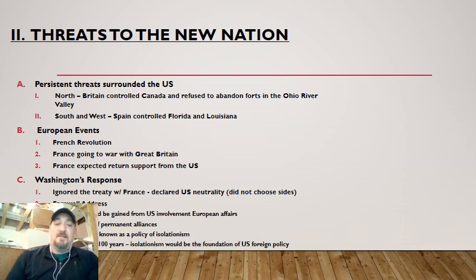Within his farewell address, Washington stated that nothing could be gained from U.S. involvement in European affairs. He really stressed steering clear of permanent alliances. This is going to become known as the U.S. policy of isolationism. We're going to stick to things within our borders. We're not going to poke our nose into the affairs of Europe. And for the next 100 years, isolationism would be the foundation of U.S. foreign policy. And we're going to see that with John Adams, Thomas Jefferson, James Madison, and James Monroe.